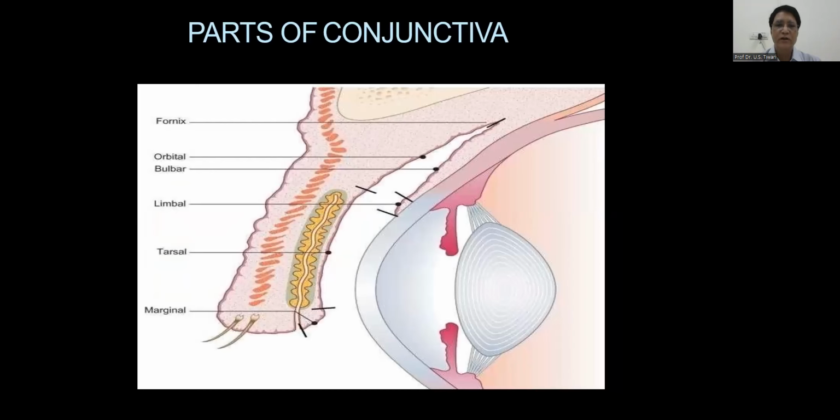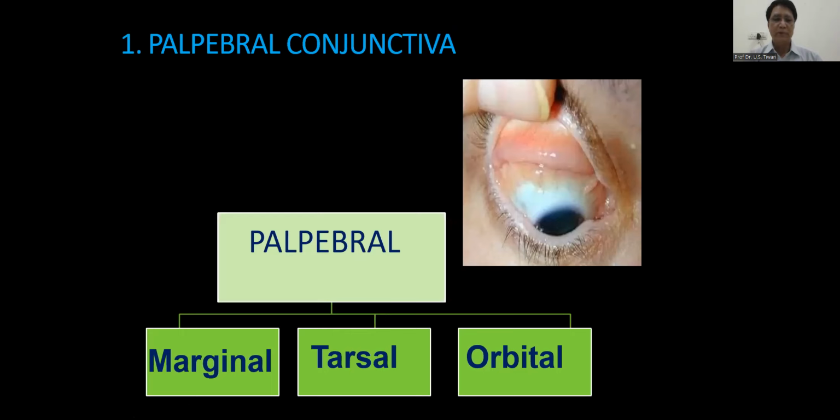This is a picture which shows what I mean. And when I say marginal, it is from the opening here up to this area. This is the marginal conjunctiva. Then comes the tarsal conjunctiva. Then comes the orbital part, fornix, and so on. So the palpebral part, as I said, is divided into three: marginal, tarsal, and the orbital parts.